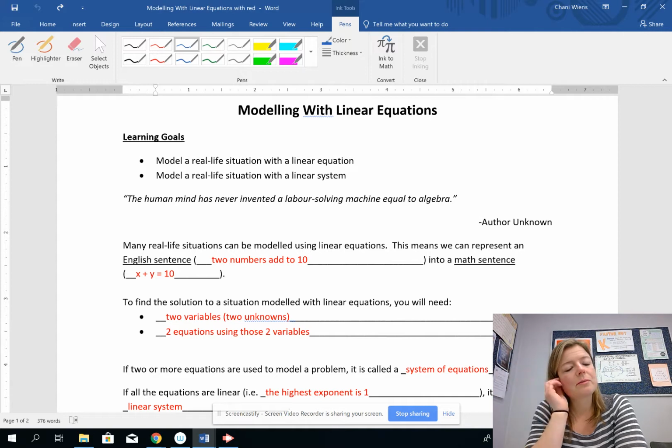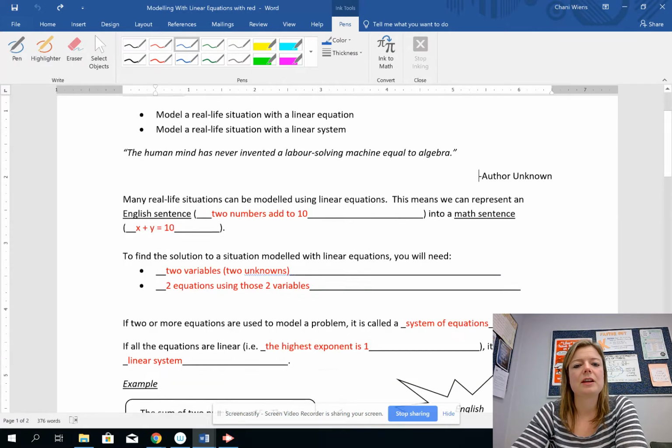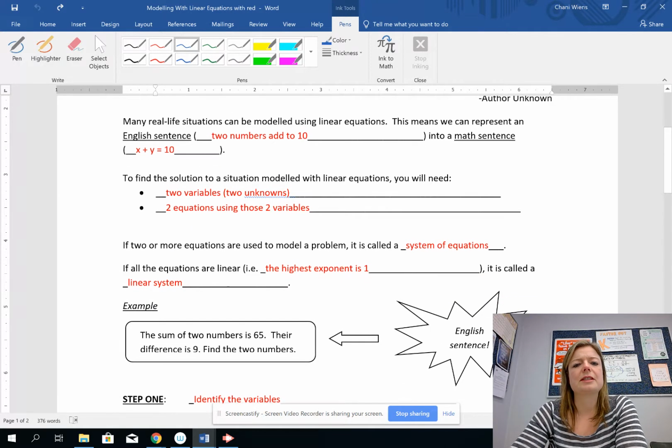So why do we use equations when we're talking about things in the real world? Well, this quote here says, the human mind has never invented a labor-saving machine equal to algebra. With algebra, we can solve problems efficiently and quickly rather than just using maybe guess and check methods. So many real life situations can be modeled using a linear equation.